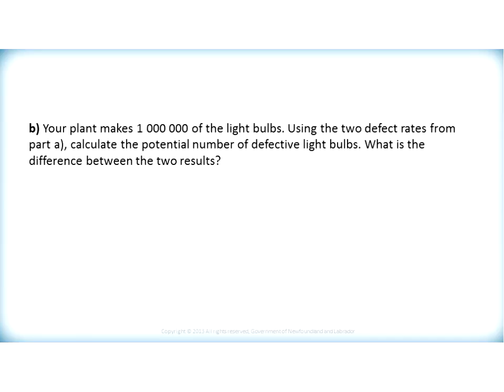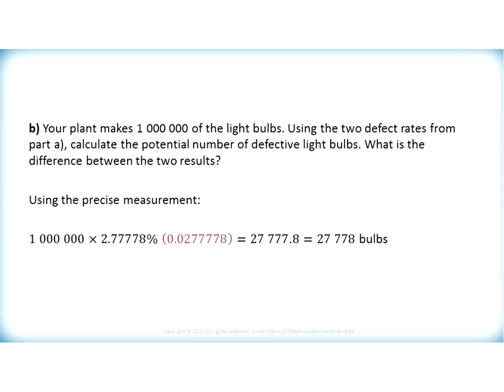Okay, your plant makes 1 million of the light bulbs. Using the two defect rates from part A, we want to calculate the potential number of defective light bulbs, and we want to determine the difference between the two results. Using the precise measurement, we take our defective percentage, 2.77778, which I have also turned into a decimal number, multiply that by 1 million, and we get 27,777.8, or about 27,778 bulbs that are defective out of the million.